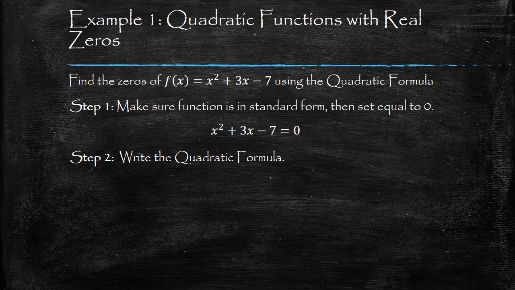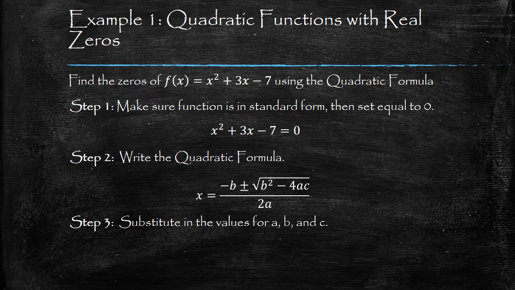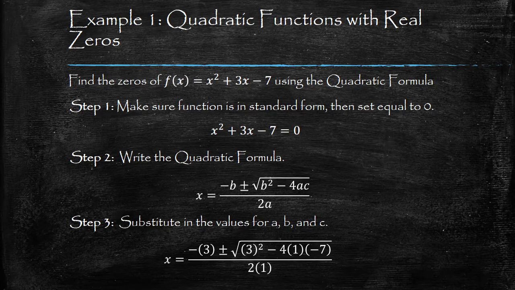Step 2, write the quadratic formula. The more you write it, the easier it is you're going to remember it. And yes, I would like you to know it. All right? So opposite of b, plus or minus the square root of b squared minus 4ac all over 2a. Very important. Put stars around it. Remember it. Step 3, substitute the values for a, b, and c. So in this case, a is 1, b is 3, and c is negative 7. So you're going to plug in all those values.